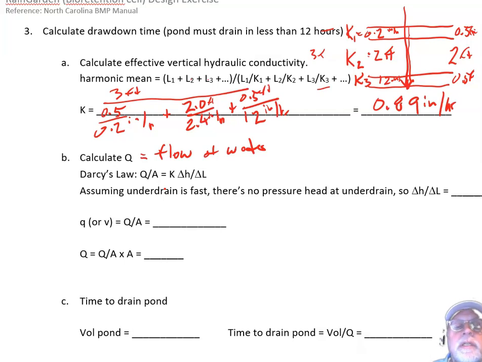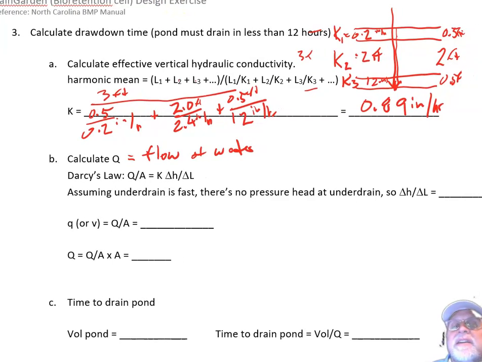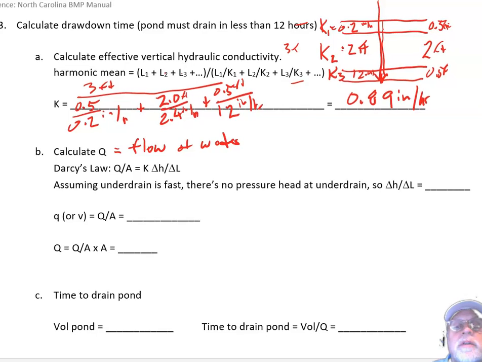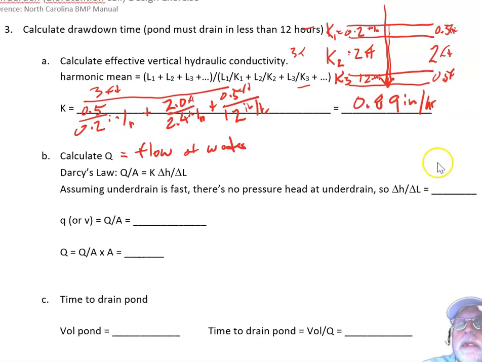If the under drain is fast, that means that the water down here is going to be taken away real fast, so we don't really have any pressure head there. It's taken away. So I'm going to say that when the water drops 3 feet, the head decreases 3 feet. So I'm going to say that the hydraulic gradient is 1 foot per foot, or inch per inch.